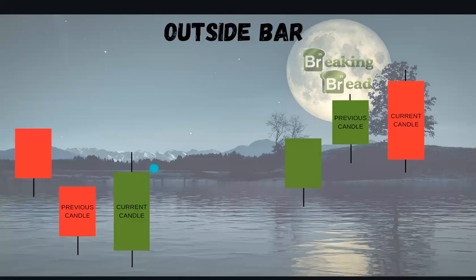This is why I look for a green outside bar at the bottom of a red trend. Bottom of a downtrend, I want a green outside bar for a possible continuation back to the upside. We already failed to go lower. Buyers stepped in, so let's see if they're still going to be in the next candle, the next candle, the next candle. So we're looking for a continuation.